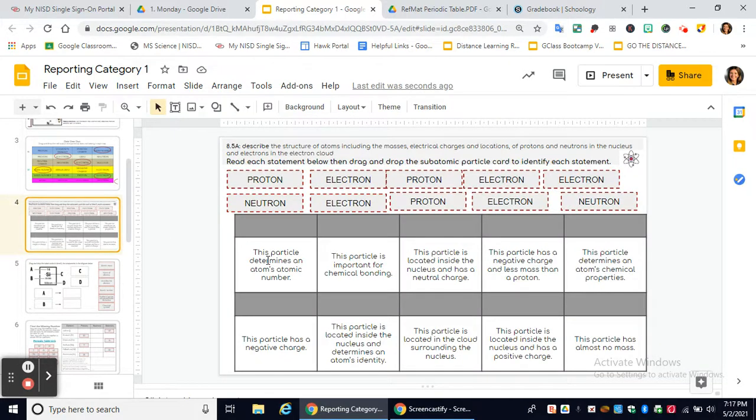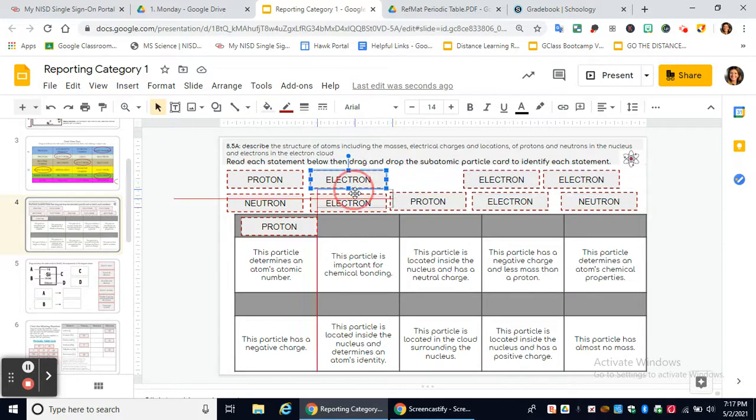So let's describe the structure of an atom, including the masses, electrical charges, locations of protons and neutrons in the nucleus, and electrons in the electron cloud. Read each statement below and drag and drop the subatomic particle card to identify each statement. This particle determines an atom's atomic number. So the atomic number is the number of protons. This particle is important for chemical bonding. That would be your electrons, and I would even say valence electrons.